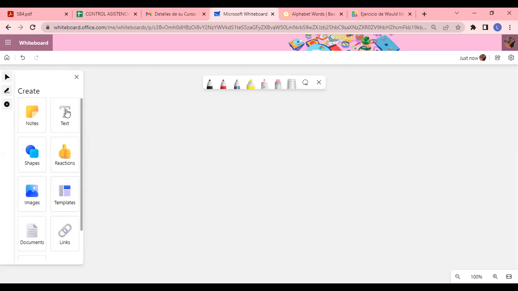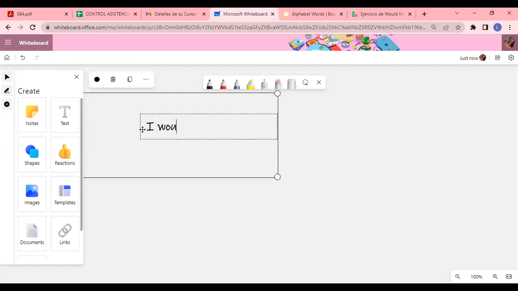Would, okay? And then we had would to express something that you can do, right? Ahora vamos con el would, que es simplemente para expresar algo que podrías hacer. Y en este caso, sería el sujeto, el would y un verbo. For example, I would eat all that. All that, exactly. I would eat all of that because I am hungry.